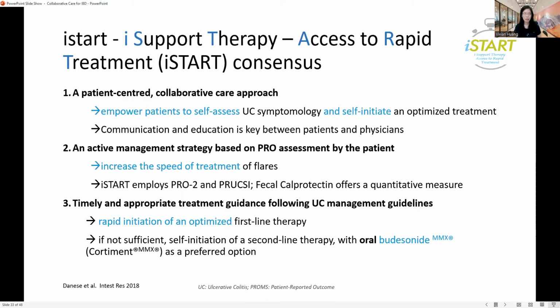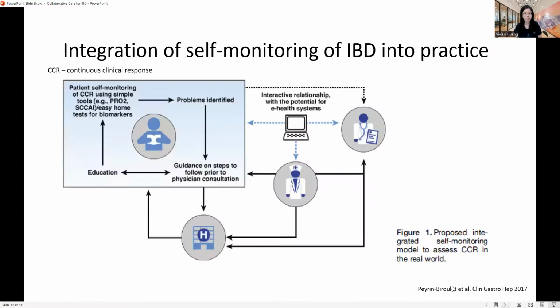And what they propose is that this can increase the speed of treatment of the flares, with rapid initiation and optimization of that first-line therapy. And then there's a certain comfort level for certain clinicians and patients to start some additions, for example, topical steroids or oral steroids like oral budesonide. So again, it needs to be personalized and maybe different depending on different clinician groups.